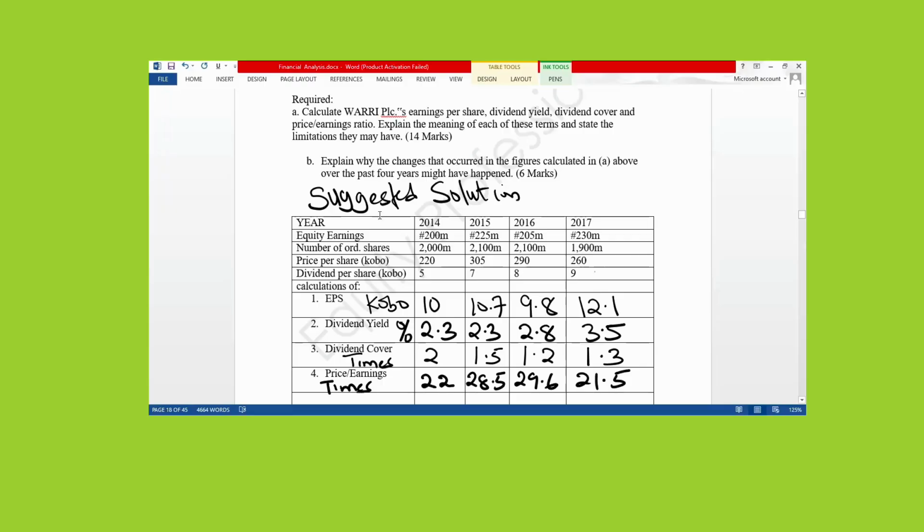Look at 2016. Equity earnings reduced from 225 million to 205. Why? What could have happened? It's not impossible, because the company paid more dividend in 2015.